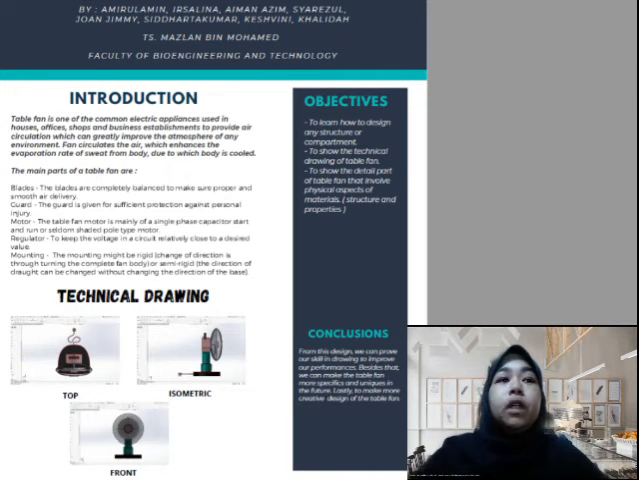Okay, the main parts of a table fan are blades, guard, motor, regulator, mounting, and so on. Okay, the objectives for this assignment are to learn how to design any structure of a component, to show the technical drawing of the table fan, and to show the detailed parts of the table fan that involve physical aspects of materials, structure, and properties.